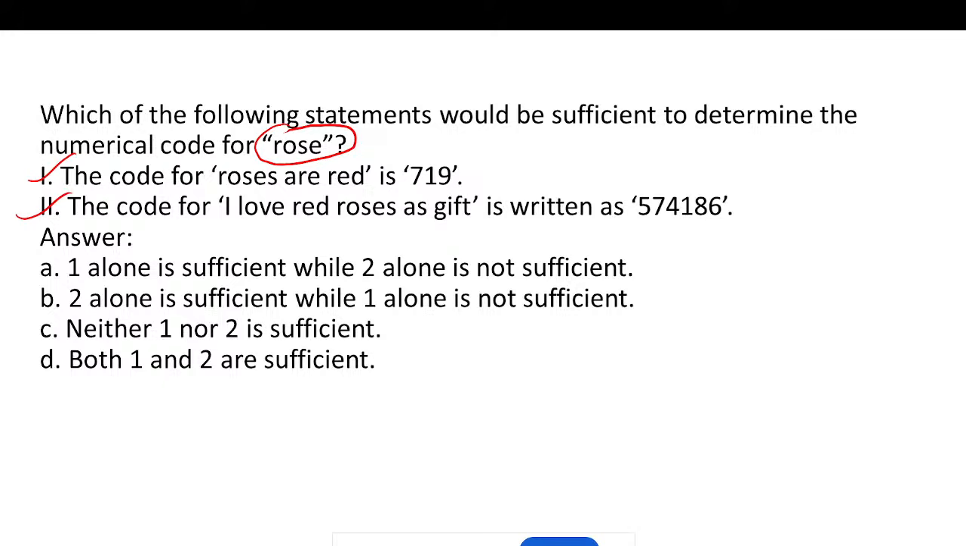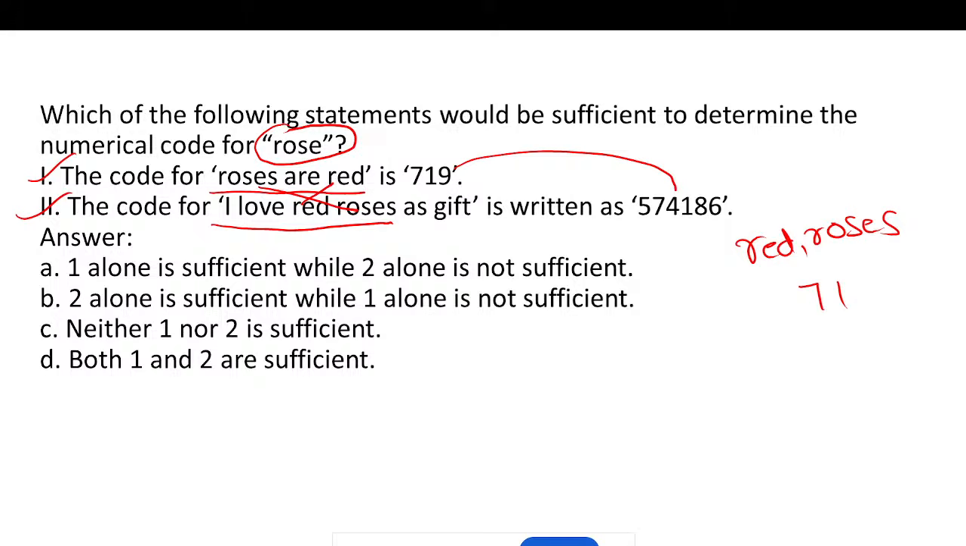If you observe both the statements, what is the common word in these two? Red and roses, red as well as roses. And what are the common numbers in these two? 7 and 1.